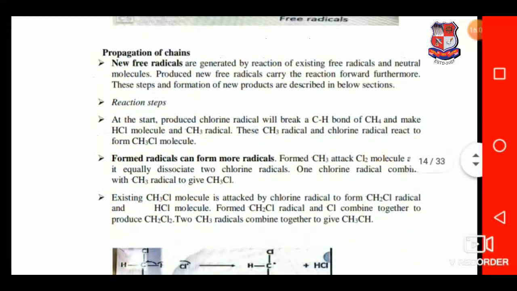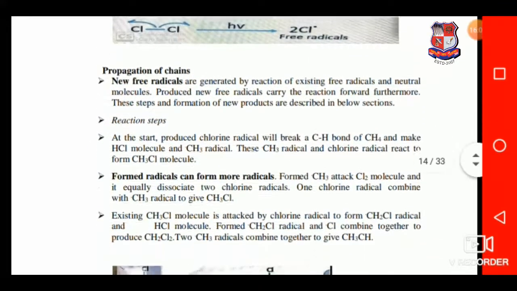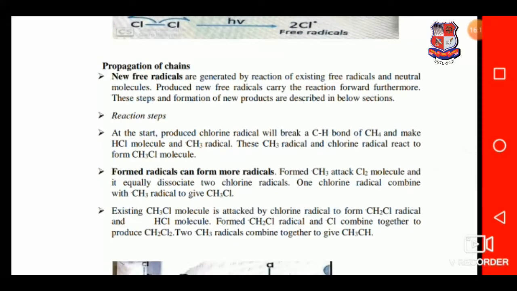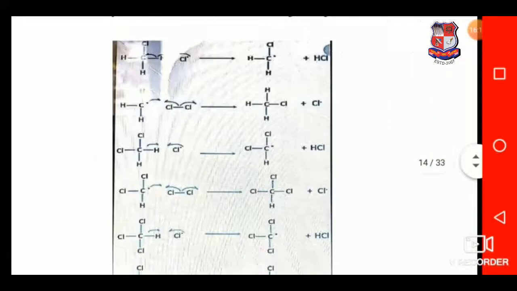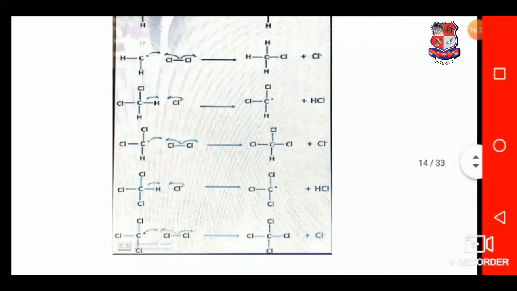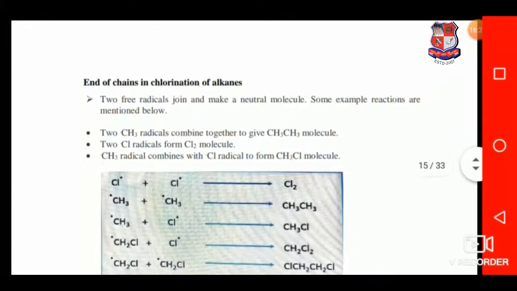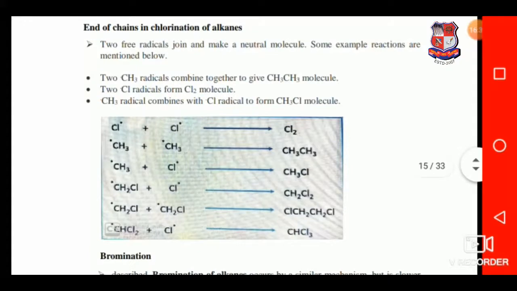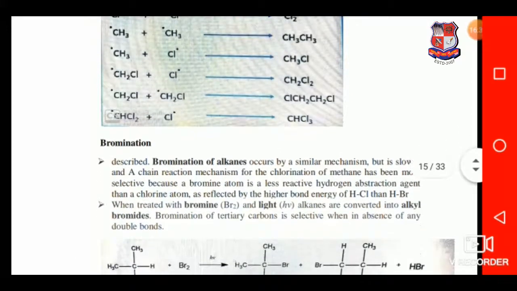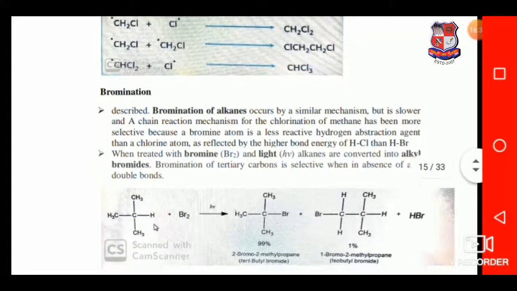and fluorination. In the mechanism, there is a propagation of chain through which the reaction can proceed. Here is the mechanism of how the free radicals are formed. After that, there is the end of chain in chlorination of alkanes and finally produce the final product, alkyl chloride.